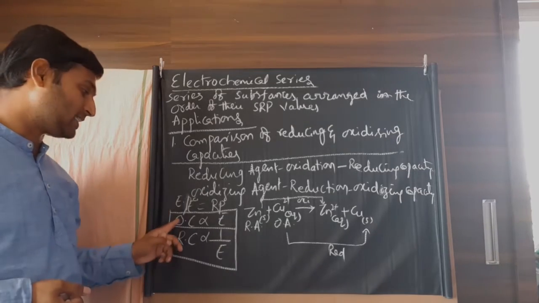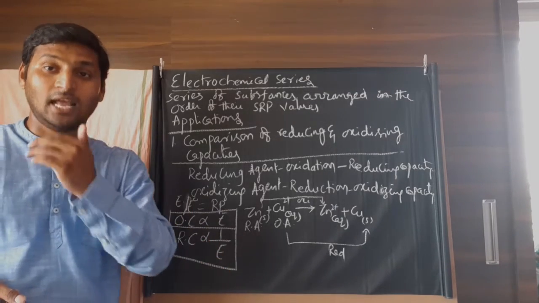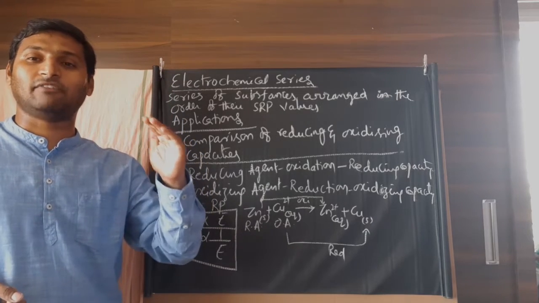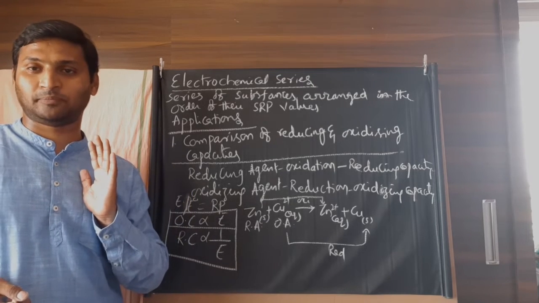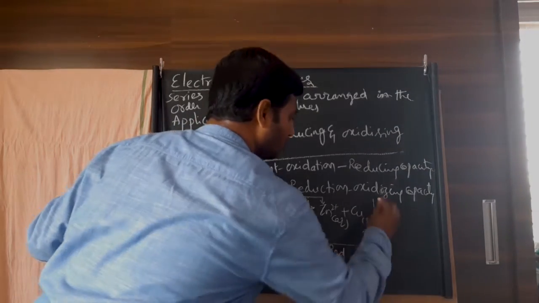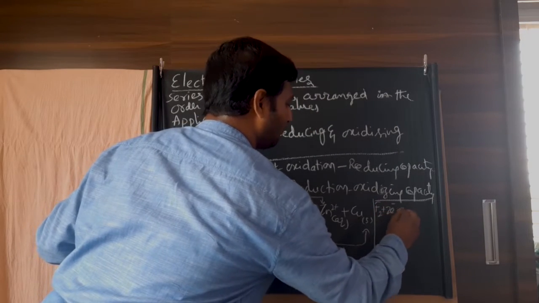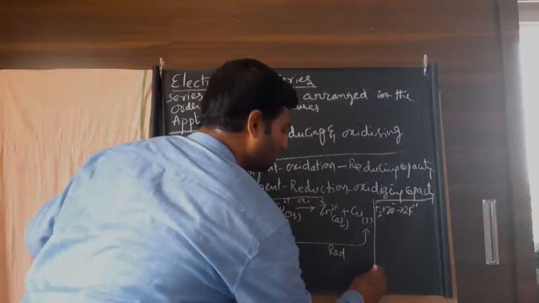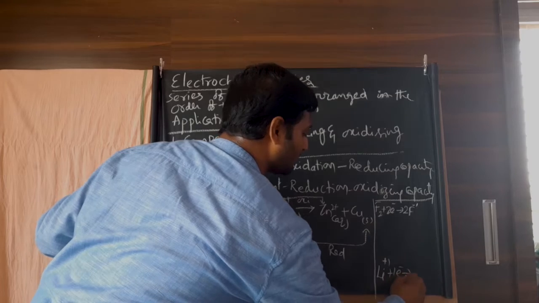So oxidizing capacity is directly proportional to electrode potential. Reducing capacity is inversely proportional to electrode potential. The one having higher electrode potential acts as a good oxidizing agent. The one having lower electrode potential acts as a good reducing agent. Now go back and examine your electrochemical series. On the topmost of the electrochemical series, you will find this reaction: F2 plus 2 electrons gives rise to 2F minus. On the bottommost of your electrochemical series, you will find this reaction: Li plus plus 1 electron gives rise to lithium.